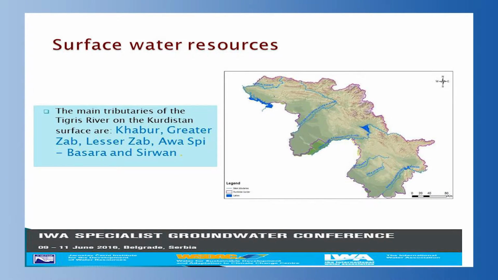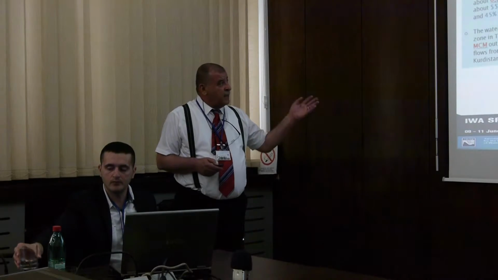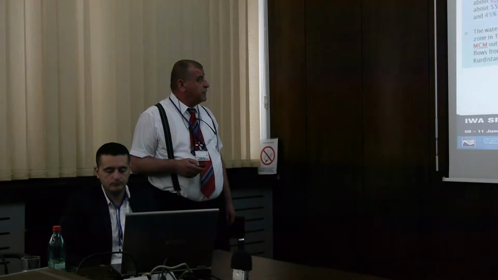Surface water resources are, of course, from the tributaries of the Tigris. The first one is Khabur, the second is Greater Zab, then Lesser Zab, then you have these small tributaries, and finally Sirwan. Khabur, which is mainly in Turkey, has a catchment area of about 6,011 square kilometers, and 55% of it lies in Turkey, the rest in Kurdistan region. The annual discharge is about 2,145 million cubic meters.